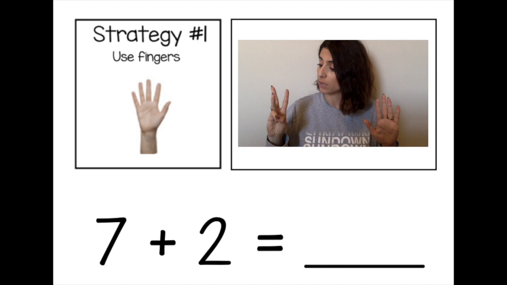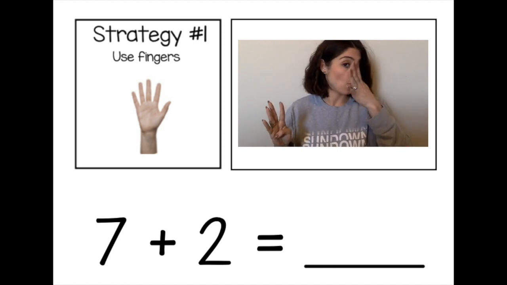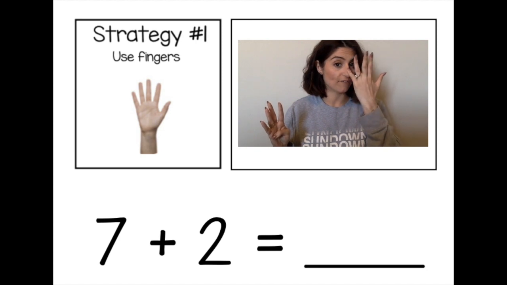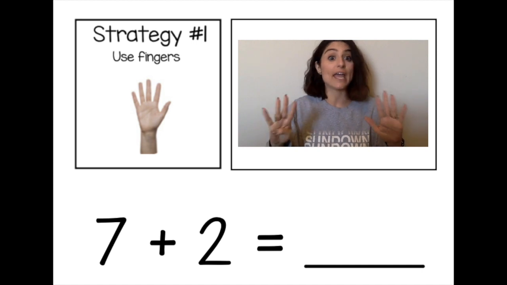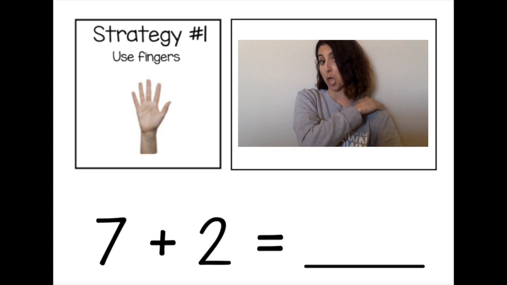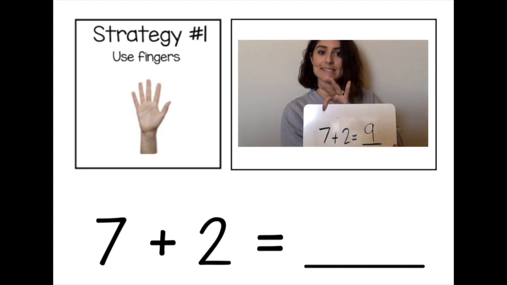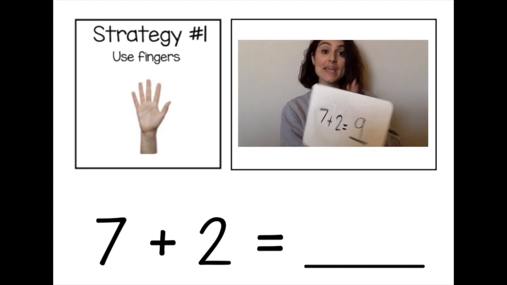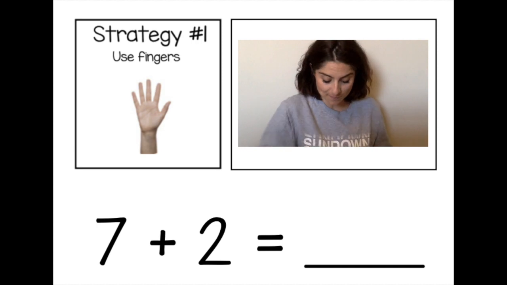Ready? 1, 2. Let's count this on our nose. Ready? 1, 2, 3, 4, 5, 6, 7, 8, 9. 9 is the answer. And if you didn't need to count them on your nose and you just knew this was 9, give yourselves a pat on the back. Ready to show? 7 plus 2 equals 9. Now let's try the next strategy of using objects. So let's erase and look at the next one.